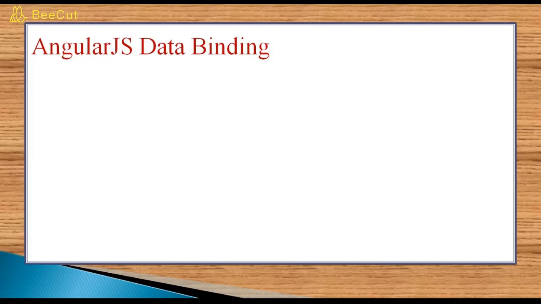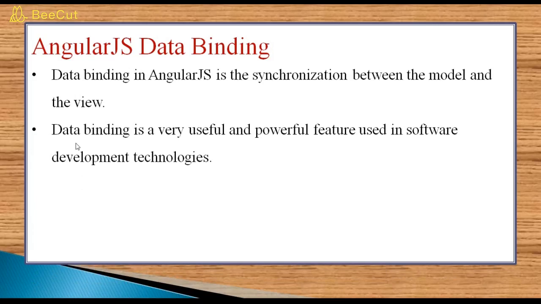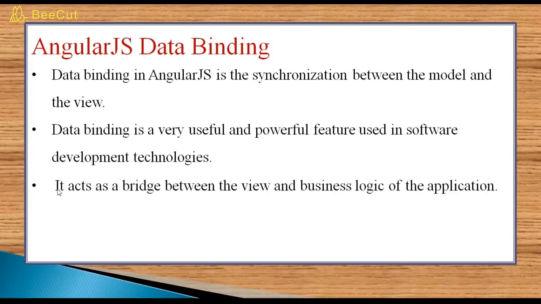Hello everyone, today I'm going to tell about AngularJS data binding. Data binding in AngularJS is the synchronization between the model and the view. Data binding is a very useful and powerful feature used in software development technologies. It acts as a bridge between the view and business logic of the application.